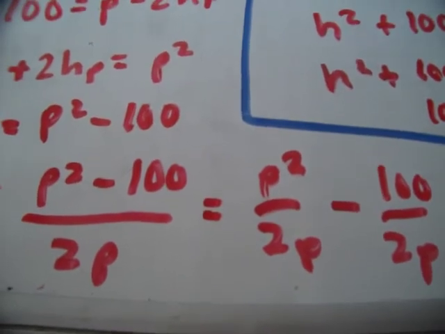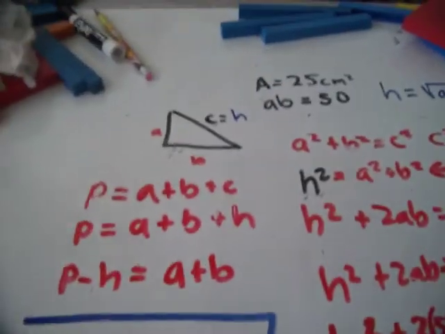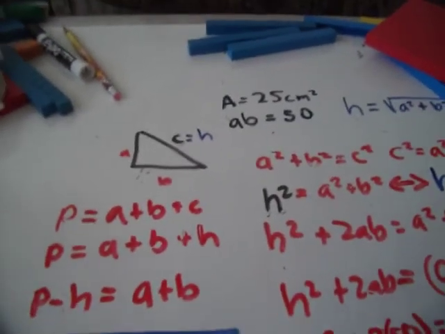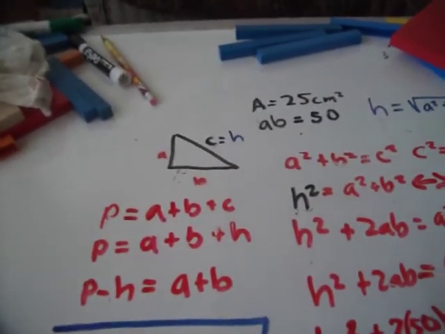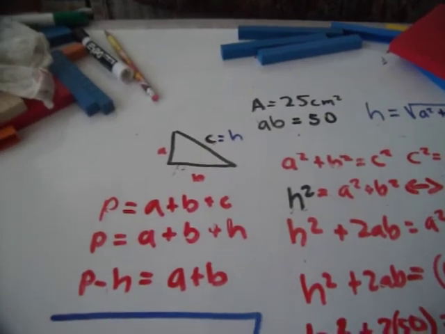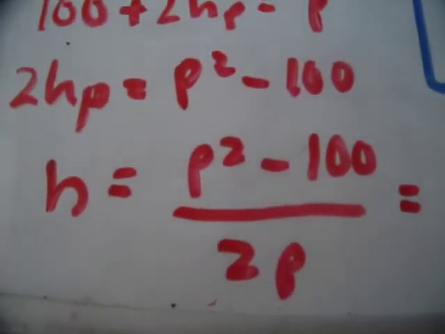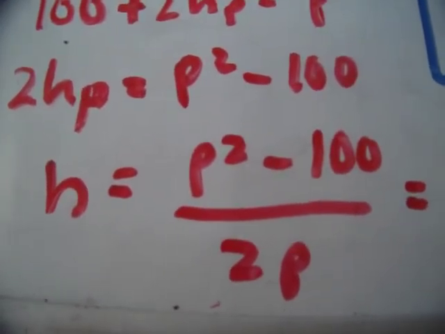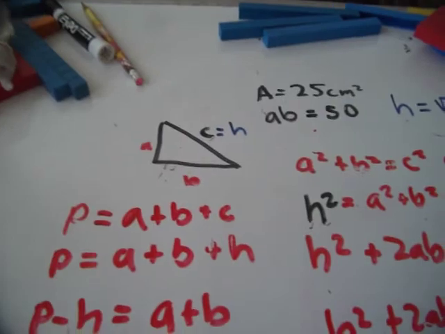Alright, so what have we done here? We have figured out what the hypotenuse is as a function of the perimeter, right? Or wait a minute, did I say that correctly? No, yes, the function of the hypotenuse in terms of the perimeter. There it is. In other words, what is the hypotenuse if we know what the perimeter is? That's basically all it boils down to.